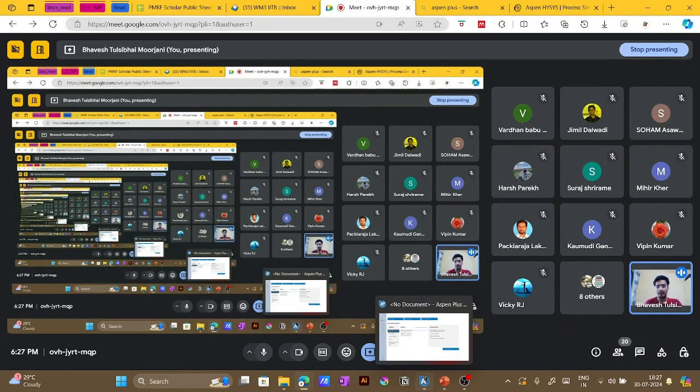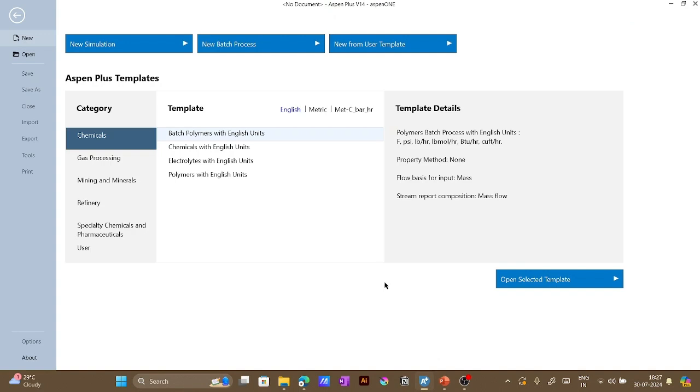So let me start here. I'm currently using my IIT Bombay license for Aspen Plus. Once you get access from the NPTEL team, you can also use this software. This is version 14 that I'm using, and I'm assuming the current version provided by the NPTEL team is also version 14. When you open the Aspen Plus interface, you will get this kind of screen.